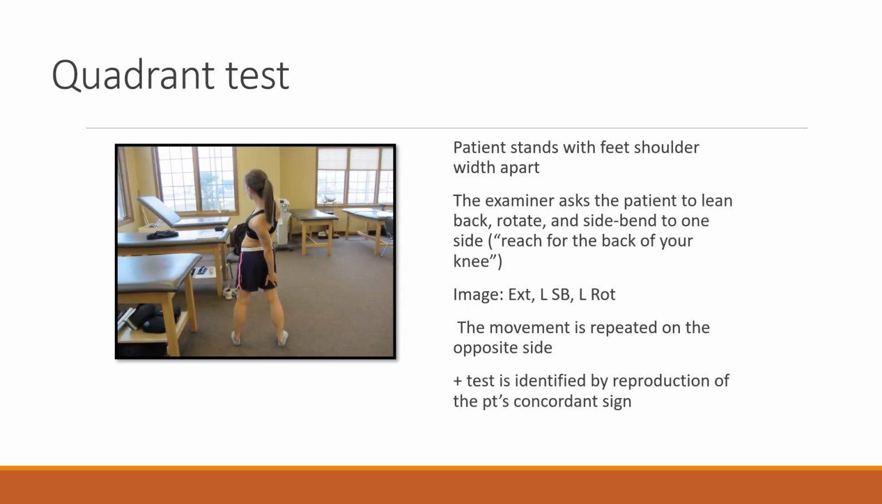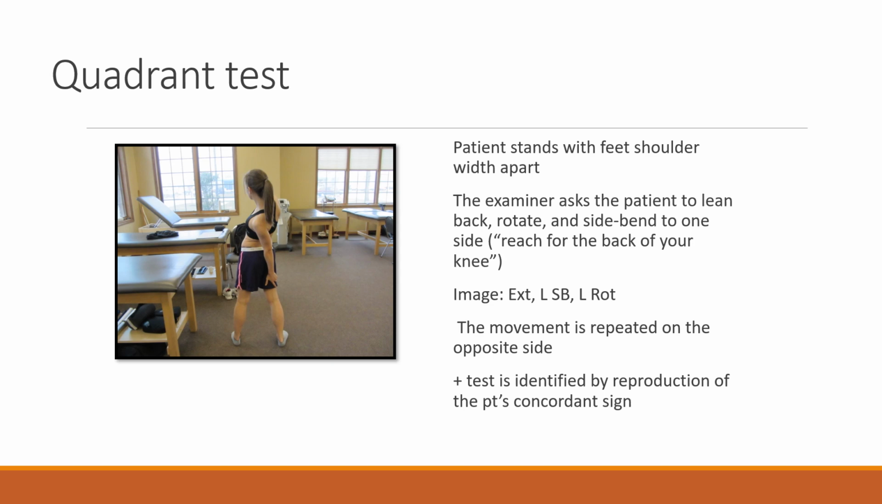Another special test that probably should be included up in the range of motion section is the quadrant test. We discussed it with respect to the cervical spine, but we'll discuss it here as well. In this particular case, we're looking to load the lumbar spine into extension, side bending, and rotation, and we're looking to see if that produces the patient's primary symptom complaint or concordant sign.